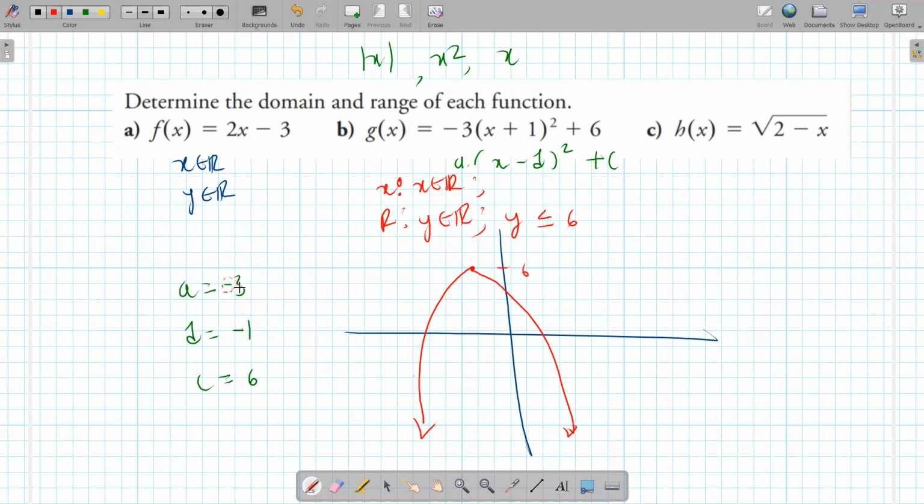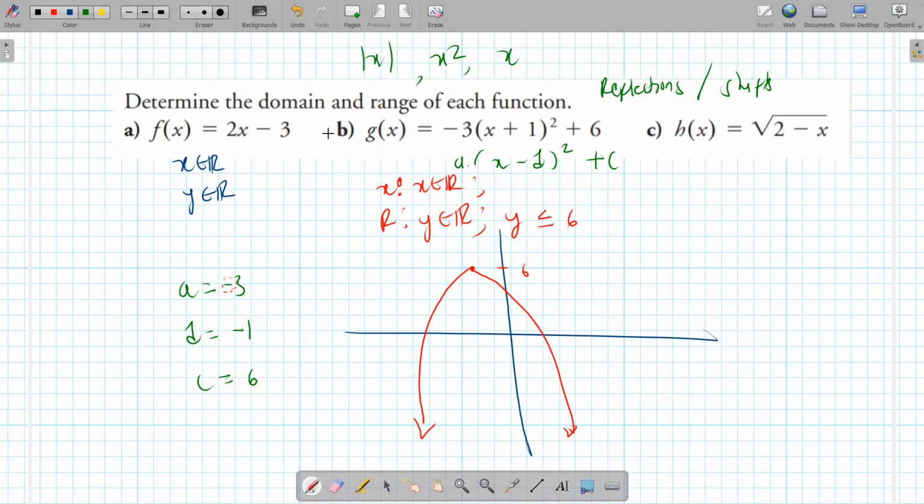You see this 3? This 3 has no effect on the domain and range. The only things that affect the domain and range are reflections, if it's reflected up, down, left, or right, or shifts, if it's moved up, down, left, or right. The stretches and the compressions have no effect on the domain and the range. They are going to affect the graph, but not the domain and the range.